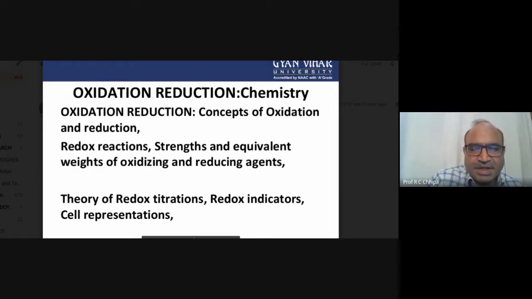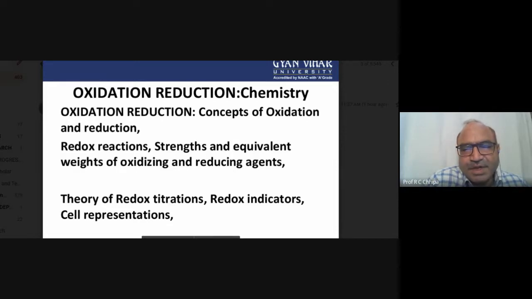Then the strength and equivalent weight of oxidizing and reducing agents. For example, ferrous ammonium sulfate is titrated against potassium permanganate. Here the iron(II) is present in the chemical, and it undergoes oxidation, because iron(II) is converted into iron(III). That is the oxidation.